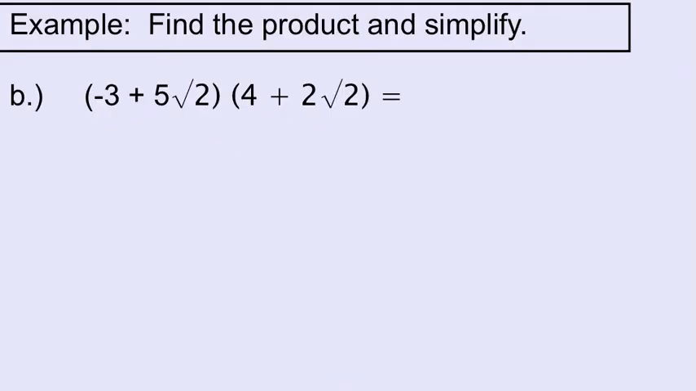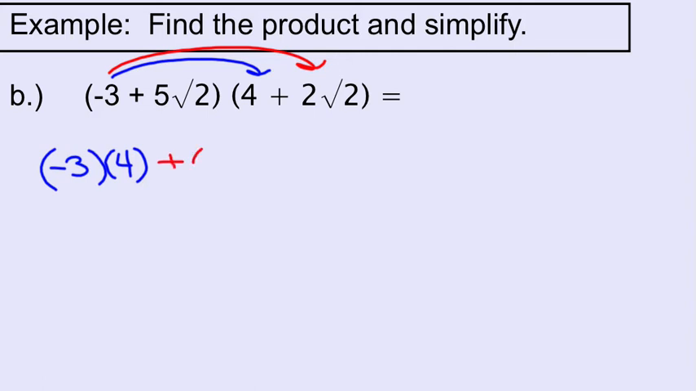All right, now we're going to FOIL. So the last example was just distributive property. Now this is a distributive property where we FOIL it. So I'm going to do first -3 times +4. Then -3 times 2 square roots of 2. So we're taking care of first and outside.